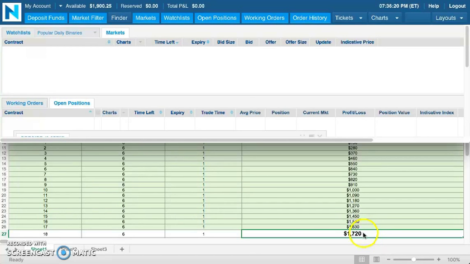And the projection for the end of this week is 1720. You can see that we're outpacing that already by $180. So we're already ahead of schedule by $180.